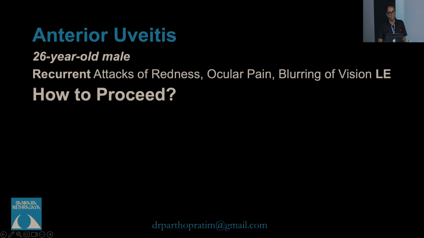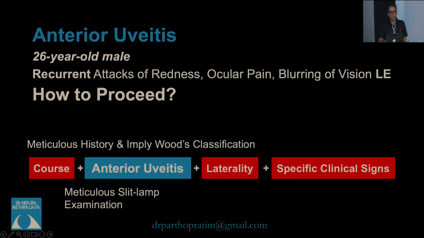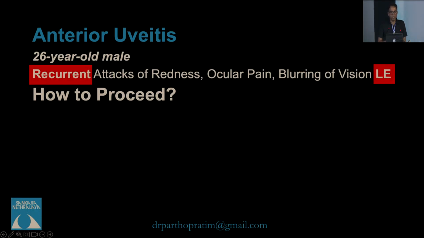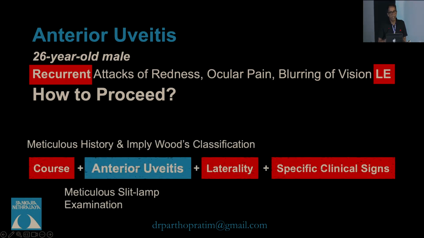Now, coming to a case of anterior uveitis: a 26-year-old with a history of recurrent attacks of redness, ocular pain, and blurring of vision in the left eye. Now, how will you proceed? If you try to decode that, you take a meticulous history and try to apply the Wood's classification. Here you can be sure that it is an anterior uveitis, and then try to see the laterality of the inflammation and whether there are any specific clinical signs. You know that it is a recurrent attack, and it is unilateral because only the left eye is involved.